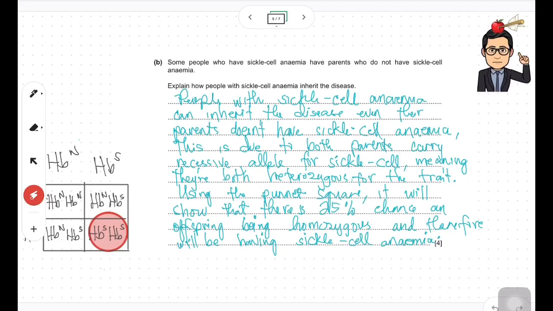Using the Punnett square right here, it will show that there is a 25% chance of an offspring being homozygous and therefore having sickle cell anemia. So this will be the 25% chance. There is a 25% chance of having an offspring homozygous for sickle cell anemia. There you go.